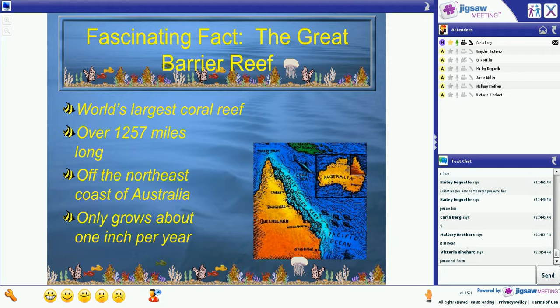The Great Barrier Reef is over 1,257 miles long. It's off the northeast coast of Australia, and the Great Barrier Reef only grows about 1 inch per year.